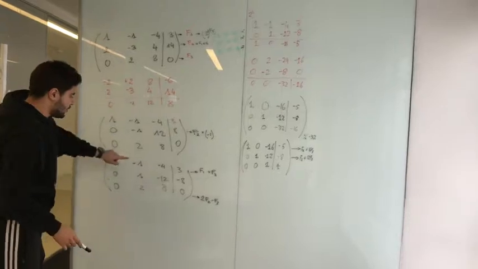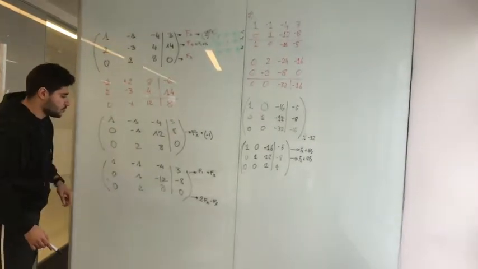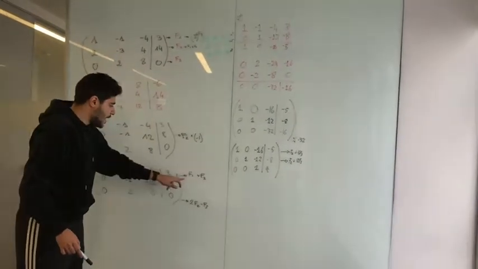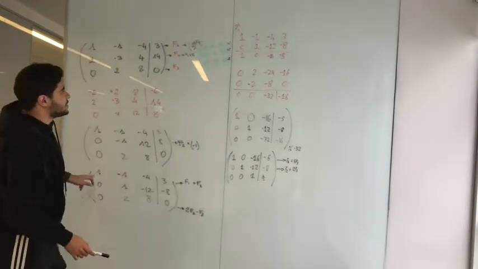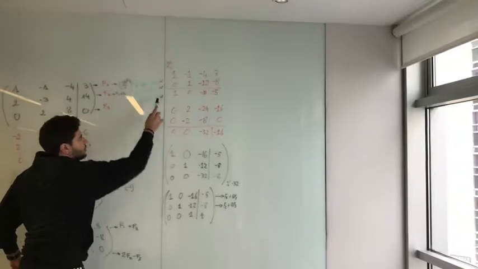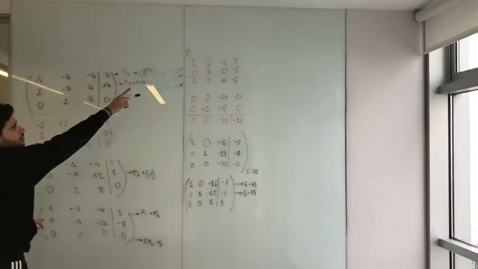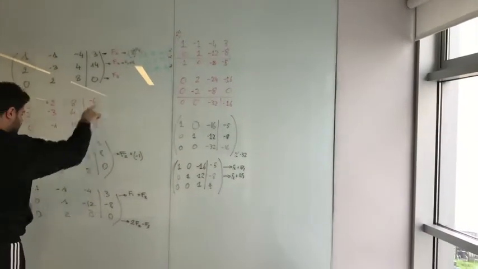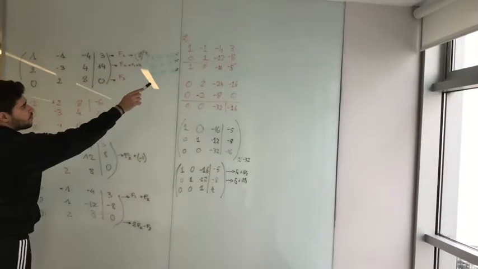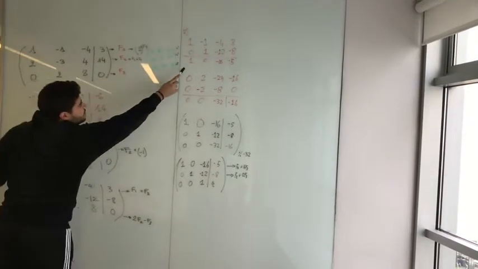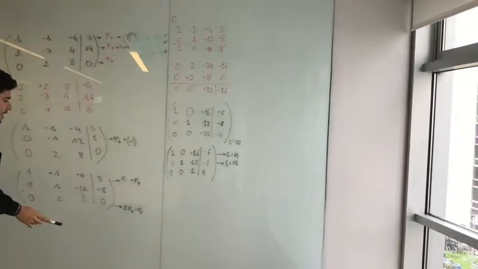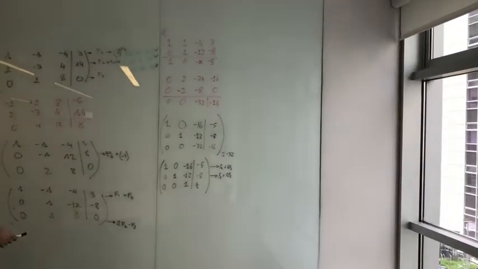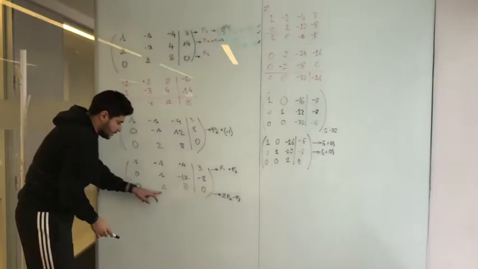So first, to have a 0 here, what do we have to do? Basically, we have to add the first row to the second one, F1 plus F2. That is, this operation here, F1 plus F2: 1 minus 1 is 0, minus 4 plus 3 is minus 1, minus 12 is minus 12, minus 8. That gives us this result: 1, 0, minus 16, minus 5.